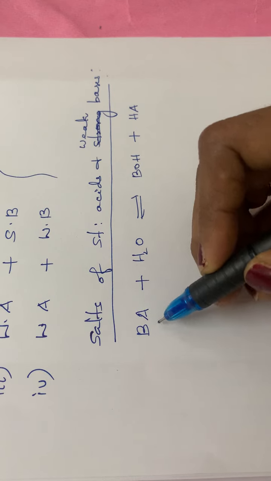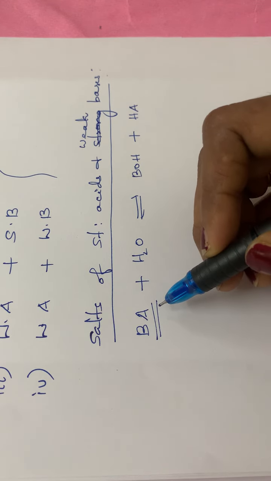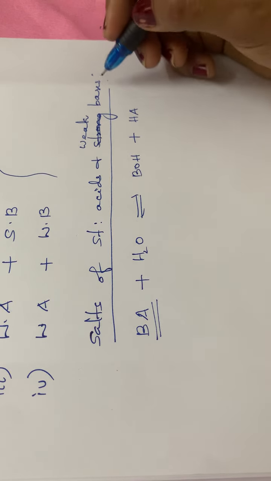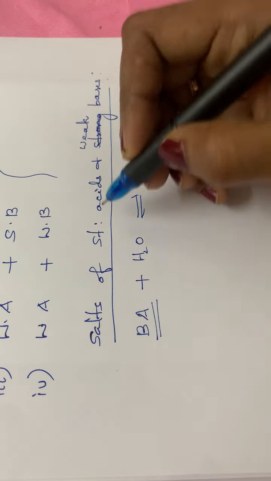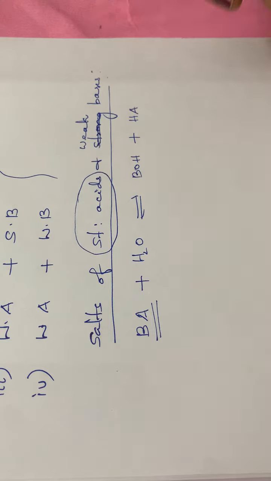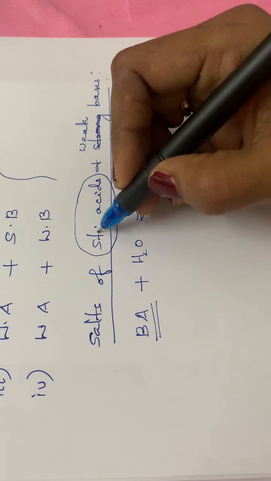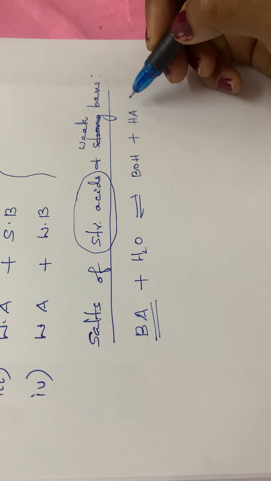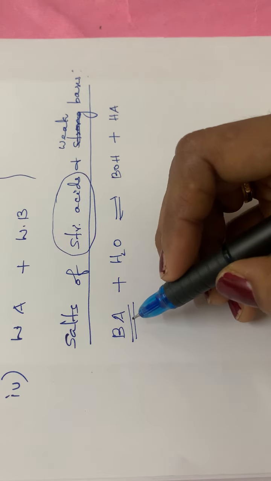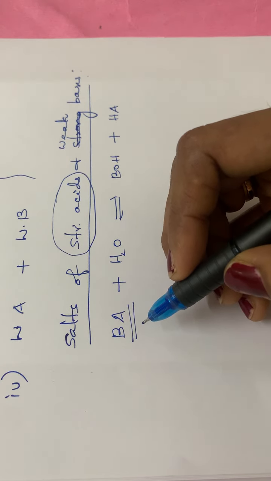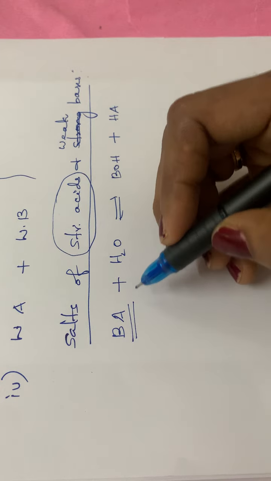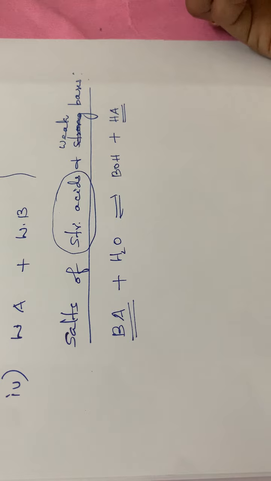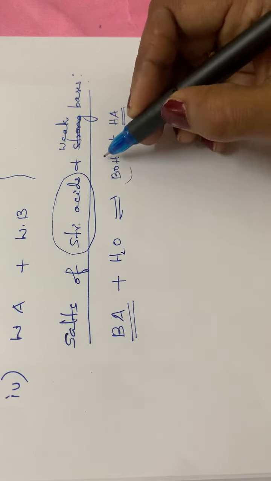So here this is a salt of a strong acid and a weak base, BA plus H2O giving BOH plus HA. What about the resulting solution? The resulting solution will be an acidic solution, since we are taking a strong acid. Here BA is completely ionized, and the acid being strong, it will be completely dissociated. This is the acid part, this is the basic part.